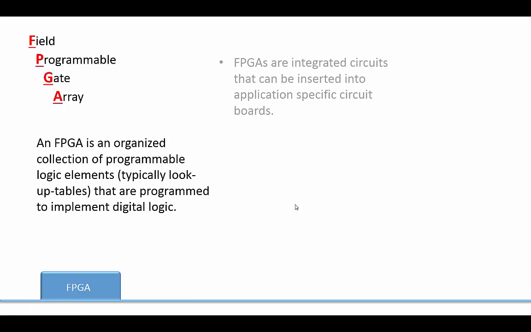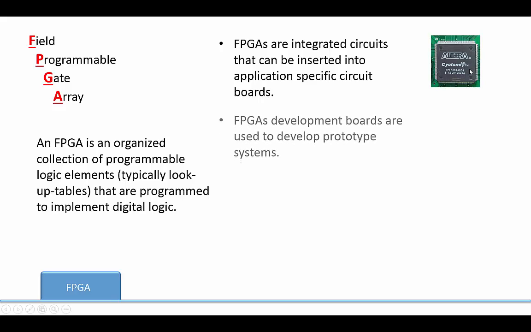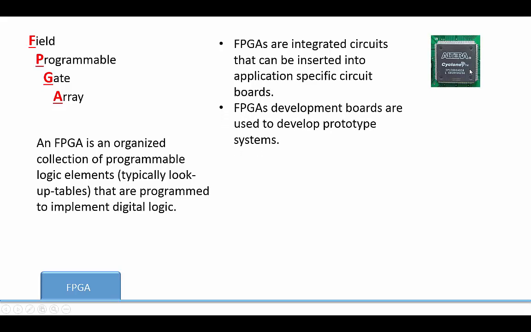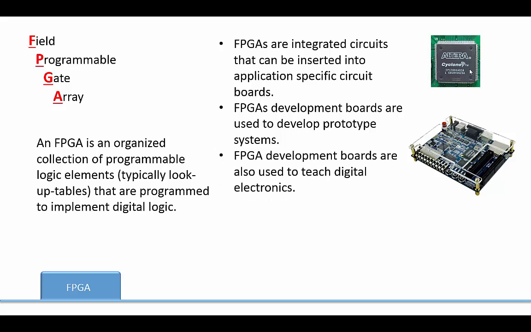Basically, an FPGA is an integrated circuit, and that can be placed on very specific application circuit boards, or these chips are also placed on development boards, and those boards can be used to develop prototype systems. We'll be using a prototype board, the DE0, to learn some digital electronics.